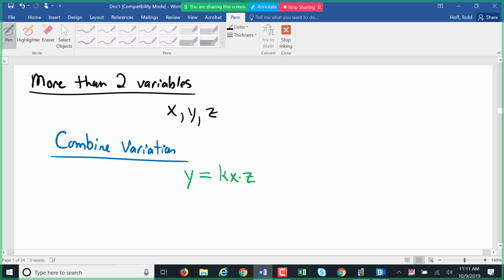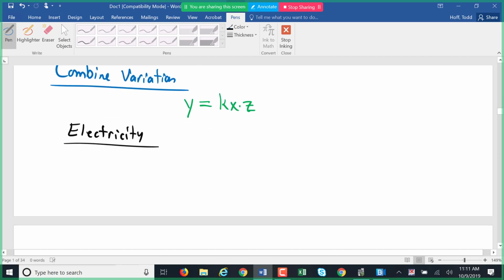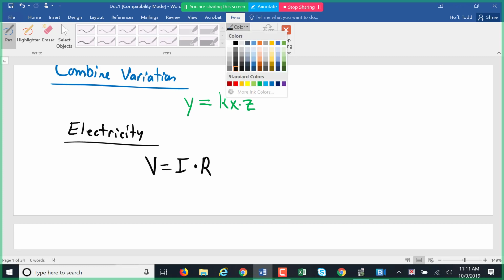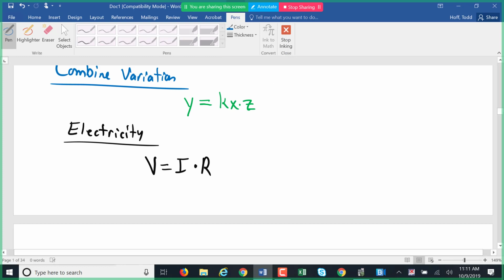A great example of this is electricity. Ohm's law in electricity tells us the voltage over a resistor is equal to the current through that resistor times the resistance of the resistor. So normally what we look at here is one thing being held constant over the other.